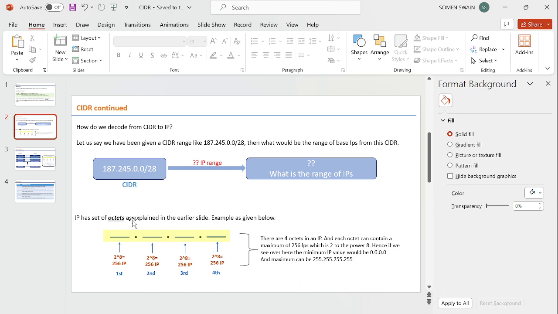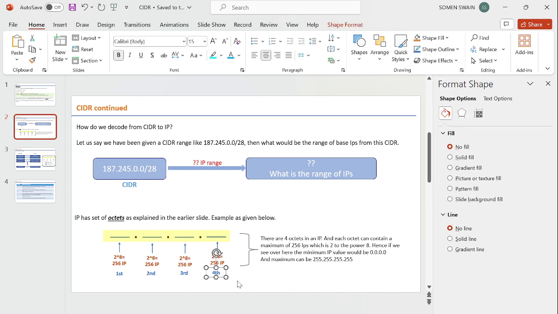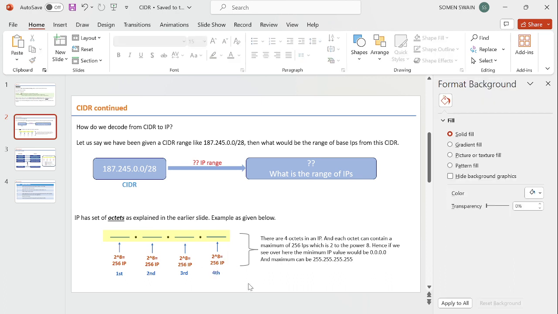Now, an IP has a certain set of octets, as explained in the earlier slide, and under each octet we can get 256 IPs. For example, the fourth octet which you see over here, at max we can get 256 IPs. How it is calculated, we will see in the next slide. Likewise, through the dot notation we give four values, 1 2 3 4, which means there are four octets in an IP. So let's go next.